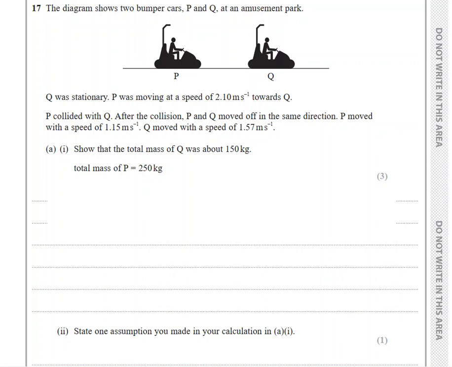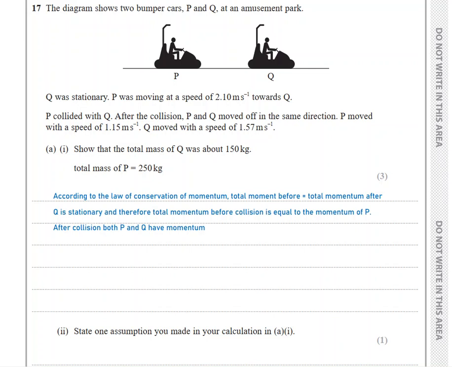Show that the total mass of Q was about 150 kg, and the total mass of P is given as 250 kg. So it's a classic example of the law of conservation of momentum. According to the law of conservation of momentum, total momentum before must be equal to total momentum after. Q was stationary and therefore total momentum before collision is equal to the momentum of P. So only P had a momentum before the collision. But after the collision, since they were both moving, P and Q both had a momentum.